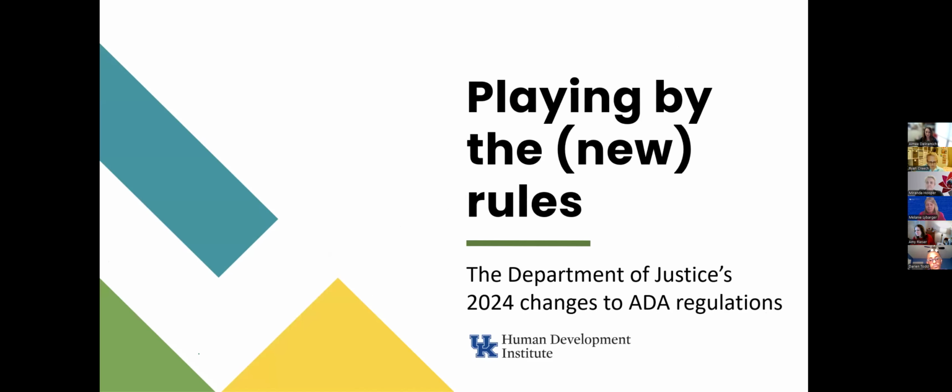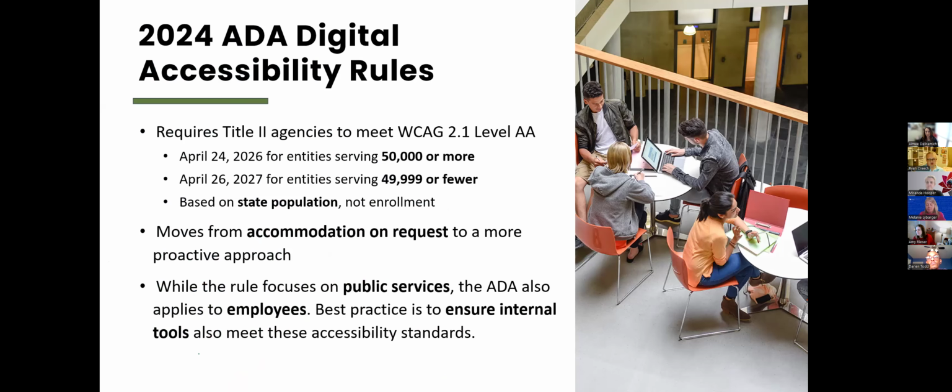Okay. So, just highlighting a couple of those new digital accessibility rules. All Title II agencies have to meet the WCAG 2.1 level AA standard. And as we know, that's coming up April 24th of this year for entities that serve 50,000 or more people, and then next year for smaller ones. For those of us at public universities, that's based on your state's population, not your university's enrollment numbers. That means that, for the most part, those of us at public universities have it coming up this spring.